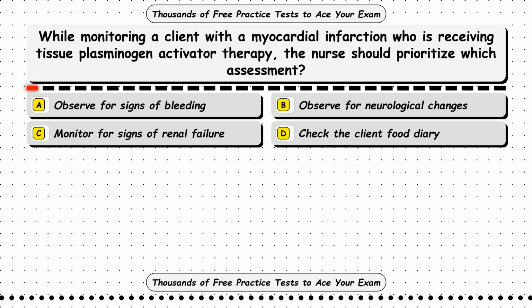Question 41. While monitoring a client with a myocardial infarction who is receiving tissue plasminogen activator therapy, the nurse should prioritize which assessment? Option A, observe for signs of bleeding. Option B, observe for neurological changes. Option C, monitor for signs of renal failure. Option D, check the client food diary.